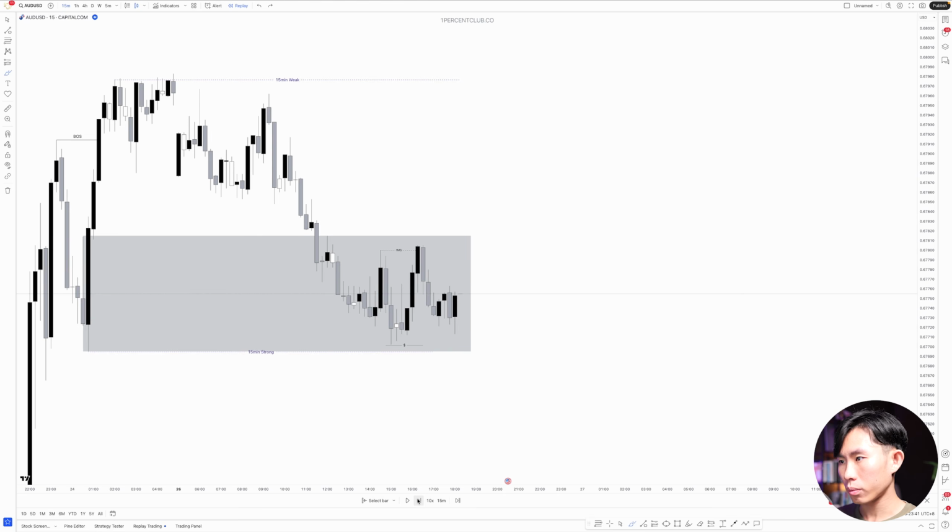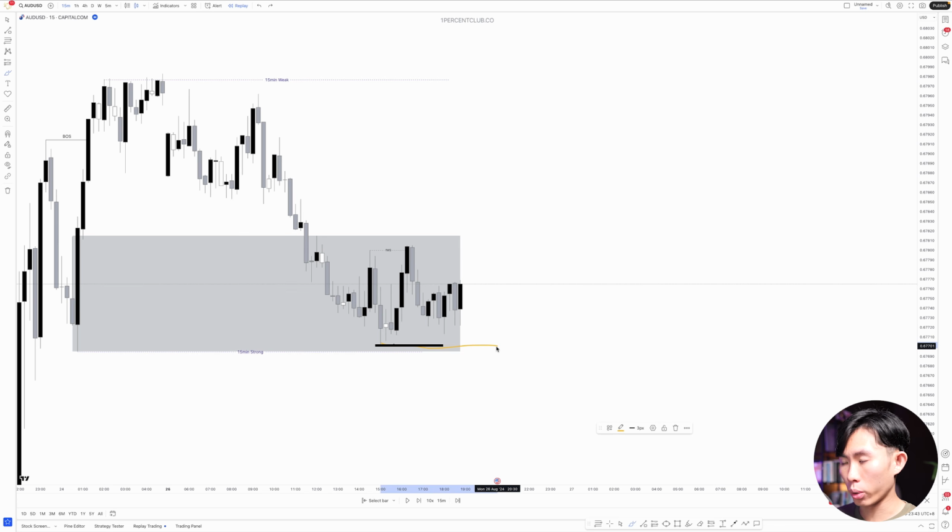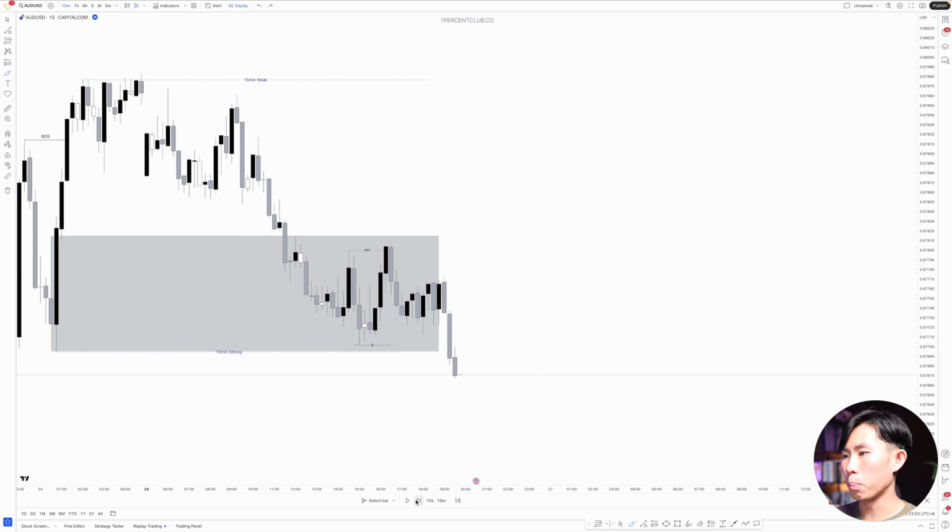Okay, so you can see I want to see this low get taken out, which means whatever price is doing right here is none of your concern. You don't care. You do nothing until this gets taken out. Okay, so wait. Boom, that gets taken out right here. The minute that gets taken out, that is where you can start looking for entry.